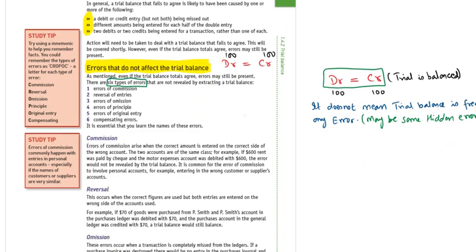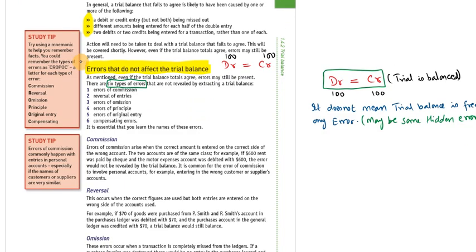Now, another main concept from the examiner's point of view. This is the most important for the exams. The examiner must ask a question from this area. So we can say this is 100% important. There are the 6 errors which do not affect the trial balance.